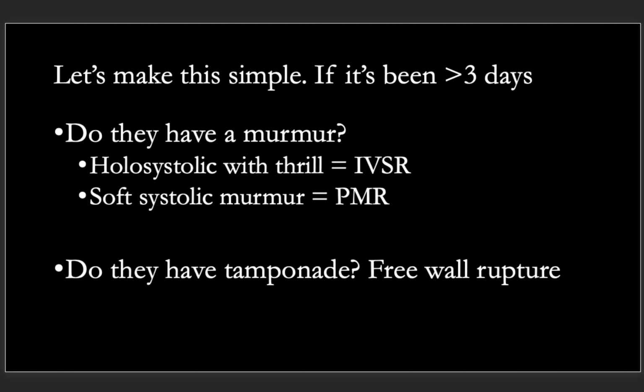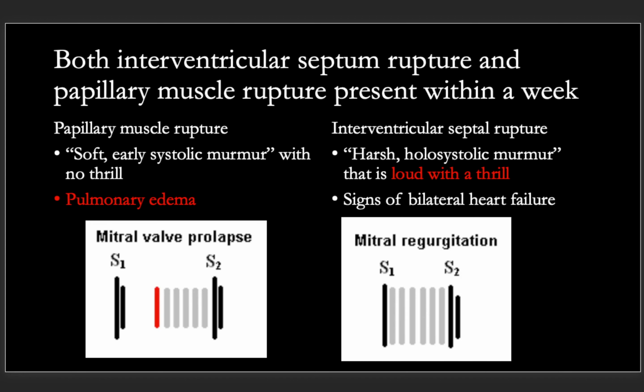So this is what I was trying to say earlier. If we just make it simple, if it's been over 3 days and they have a murmur, just look at the type of murmur and that will tell you your answer. If they have tamponade, which the main finding here is going to be a low blood pressure, you need to think about free wall rupture, and we'll have a picture in a bit talking about that.